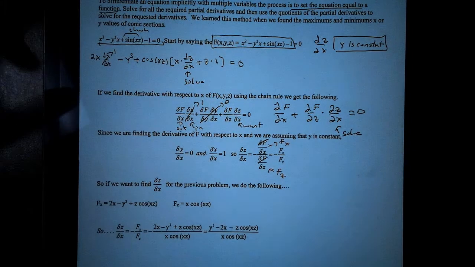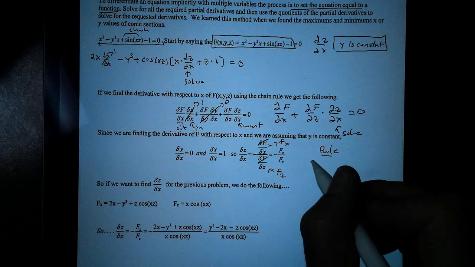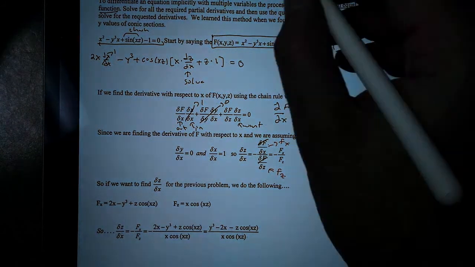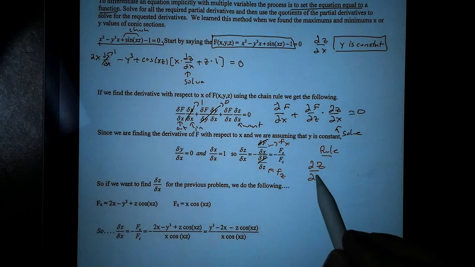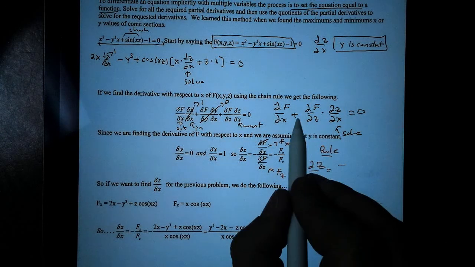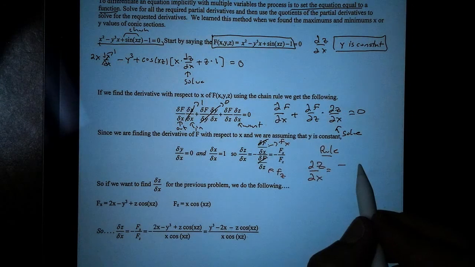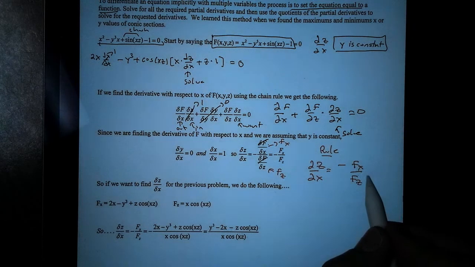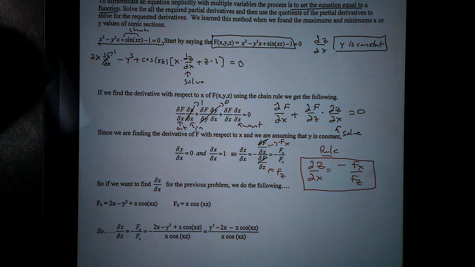We came up with our rule the other day that says if we want to find the partial of z with respect to x, we take the opposite. We change our sign because from solving, I'm going to have to subtract. We get negative fx over fz, the partial of x over the partial of z. And that is our rule.